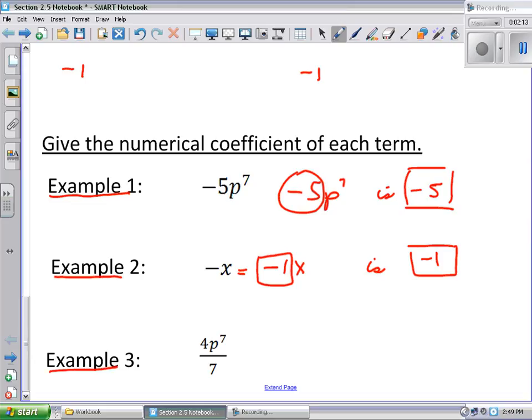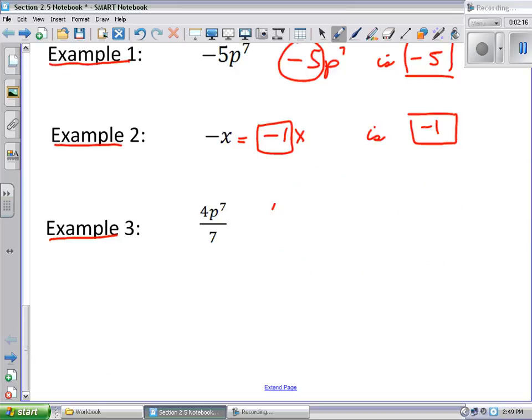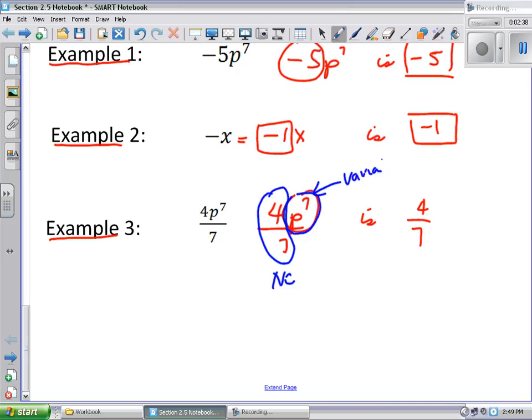Example 3, we want to give the numerical coefficient of 4p to the 7th over 7. The p to the 7th is the variable part, so the numerical coefficient is 4 over 7. This is the variable part. This is the numerical coefficient.